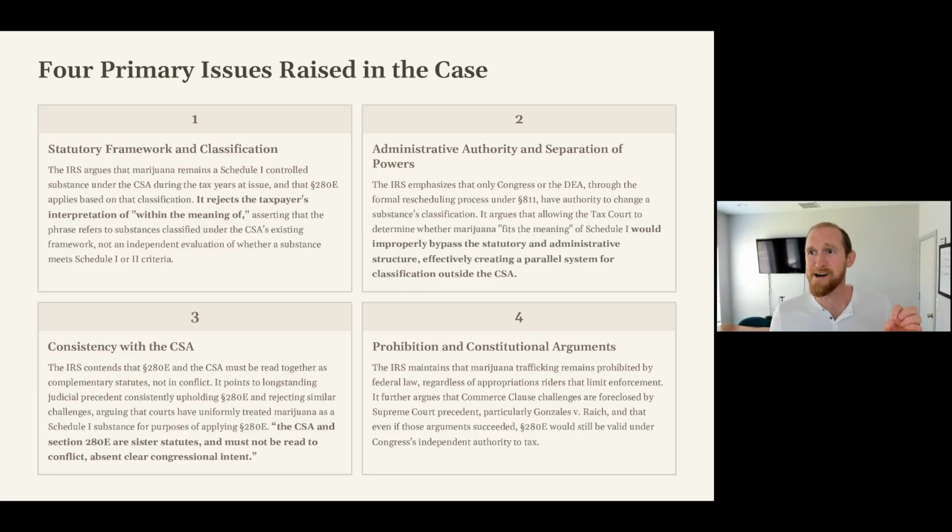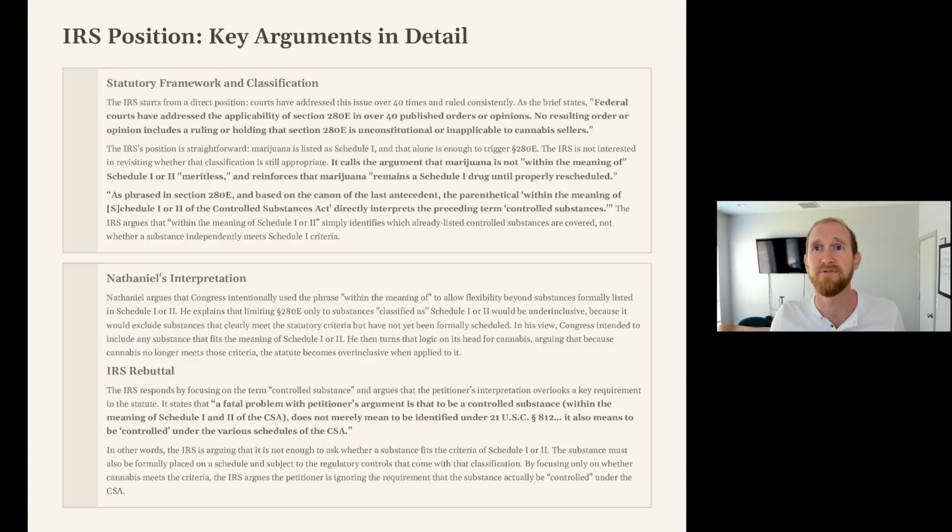Okay. And then he was saying, well, we really can't do this, because if we said that cannabis didn't fit the meaning, it would improperly bypass the statutory and administrative structure, effectively creating a parallel system for classification outside of the CSA. So what they're saying is, and it's reiterated in number 3, essentially, you're asking us to conclude that cannabis shouldn't be a Schedule I substance. And he says that 280E, I'm really getting ahead of myself. I have slides for this. So let's see here.